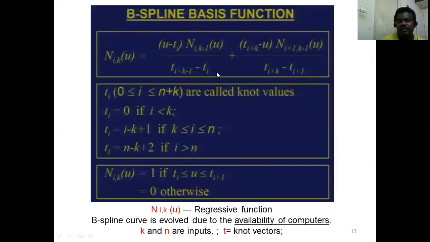Manual calculation is very difficult. So an algorithm is used, some standard programming is used. By trial and error method, the computer will calculate this coefficient. If you look here, N i,k is a recursive function. The B-spline curve evolved due to the availability of computers. k and n are inputs that we have to give. t is the knot vector. What is a knot? If a control point is lying on the curve, that particular point is known as a knot.